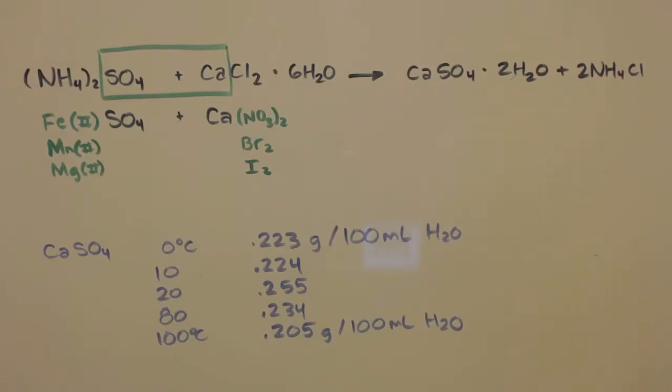This is John Black, super chemist, here to make some calcium sulfate and some ammonium chloride.